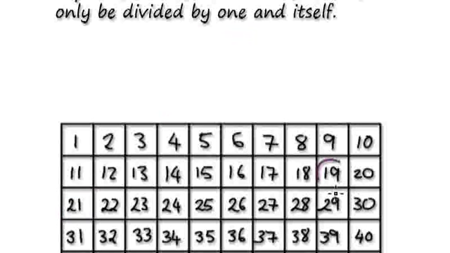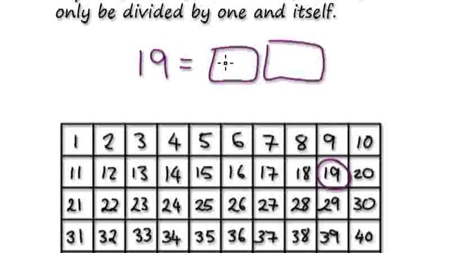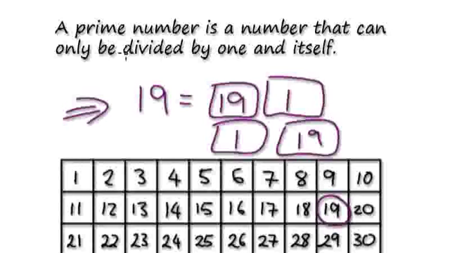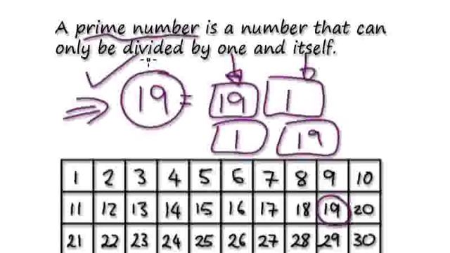Okay, so if you look at 19, can you break this up other than itself and 1? Well, if you play around and search and experiment, try this, try that, you will find that you can't. The only way of visualizing this 19 is 19 times 1 or 1 times 19. So a prime number is a number that can only be divided by 1 and itself. Okay, so this here is a prime number.